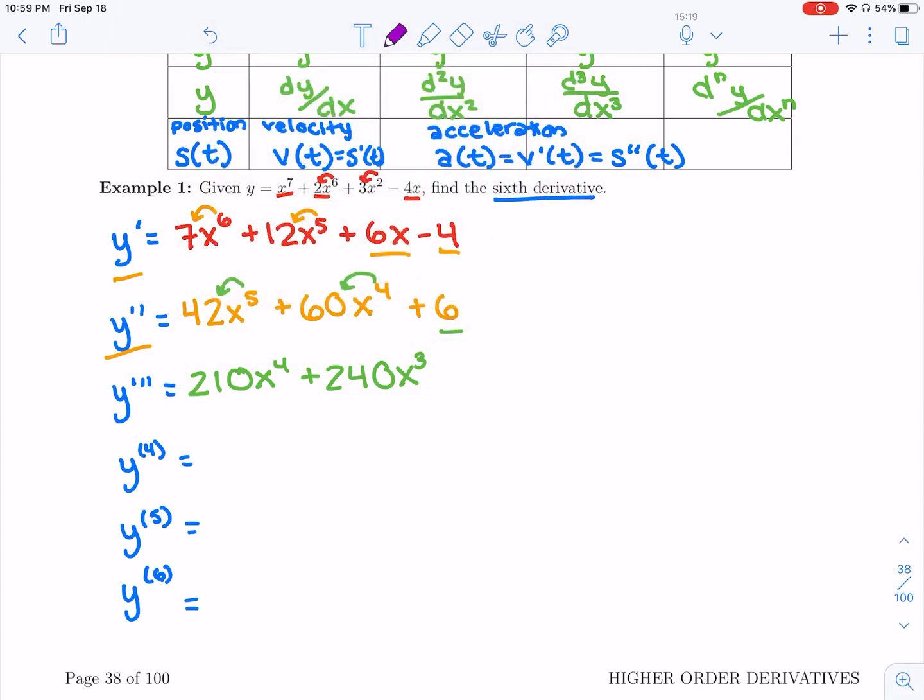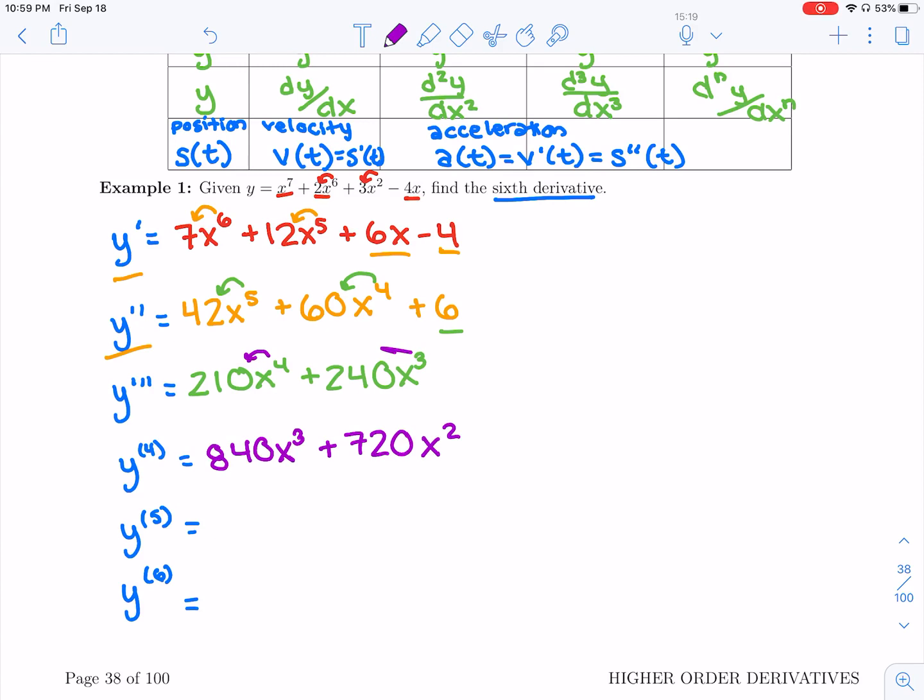Next one, the fourth derivative, bring down the power. 240 times 4 is 840, x cubed. Again, you can always grab your calculator if you need to. 240 times 3, though, is 720, x squared. Bring down the power, subtract 1 from the new power. We just took a fourth derivative.